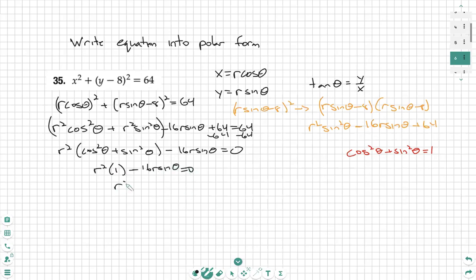We're going to move the 16r sine theta to the other side by adding it. And then lastly, we need to divide by the r to get our final equation: r equals 16 sine theta. And this will be the answer to that equation.